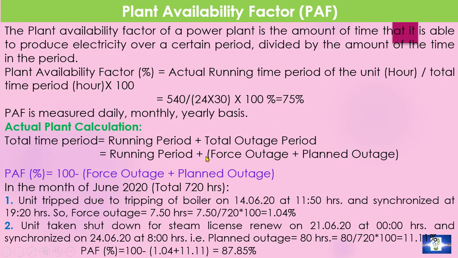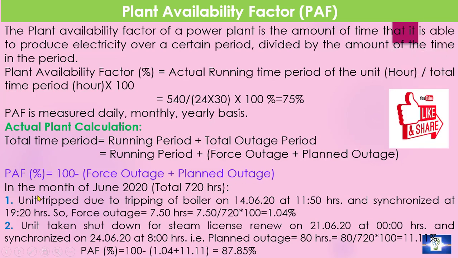Here many people ask one question. Think that in your plant some vacuum problem may arise for a few days and you have to plan to take the unit for shutdown for a few days for maintenance purpose. Is it planned outage or forced outage? The answer is it is forced outage. Though it is your planning, it is taken as shutdown for a technical problem. So it is forced outage, not planned outage. So from this, we may say that plant availability factor is equal to 100 minus forced outage plus planned outage.